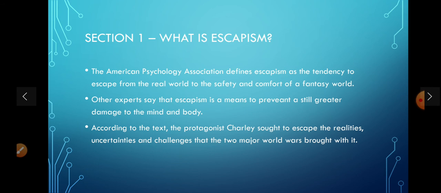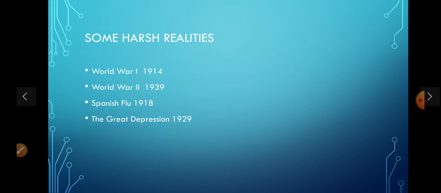So the war was an issue that is mentioned in the text, but indirectly in the text they mention other harsh realities. So I'm just bringing forward to you some of the other harsh realities that were also influencing and affecting people, including Charlie, at that time. And that was the Spanish flu of 1918.